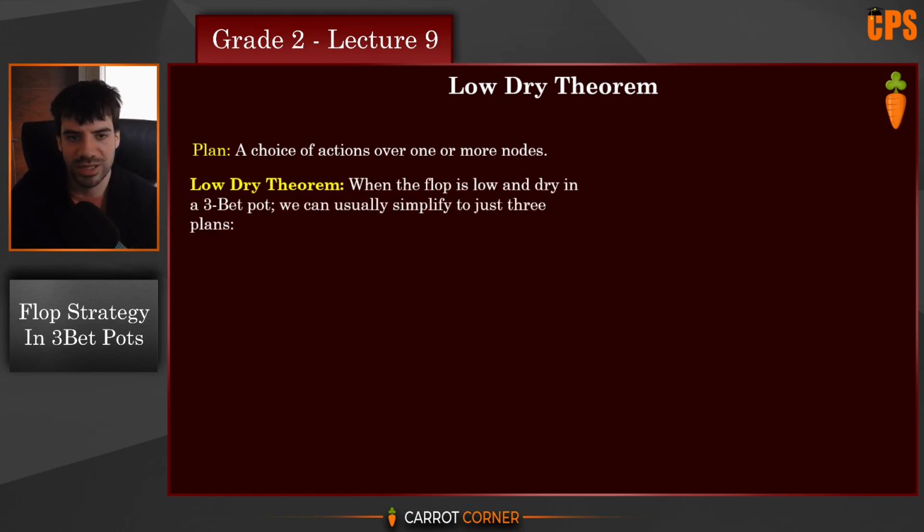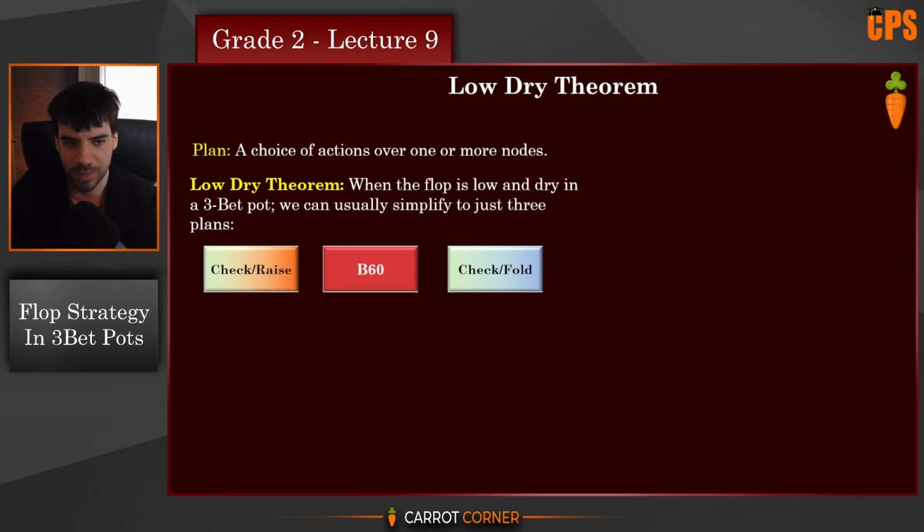Low dry theorem says that when the flop is low and dry in a 3-bet pot, we can usually simplify to just 3 plans. Check raise is a plan because we're predicting not just the node where we check, but what to do if villain bets. We can also b60 or we can check fold. That's right, there are very few hands we actually need to check call in a low dry board, and I would recommend that when you first get started with 3-bet pots, that you even consider ditching your check call range entirely. When we look at some sims where we see check raise plans, we'll note that we don't actually have any hands in our range that can only proceed by check calling.